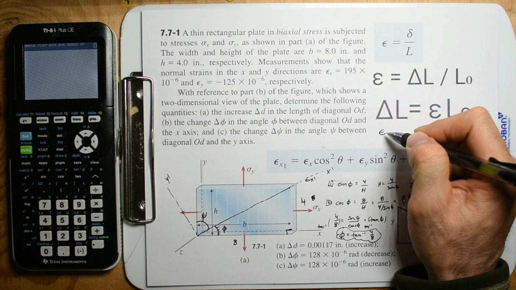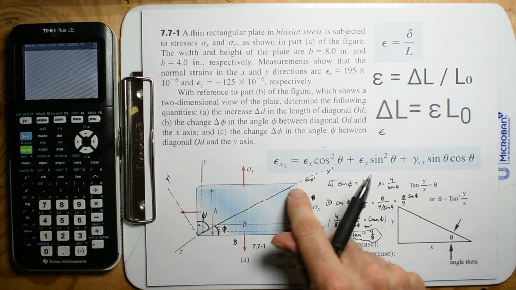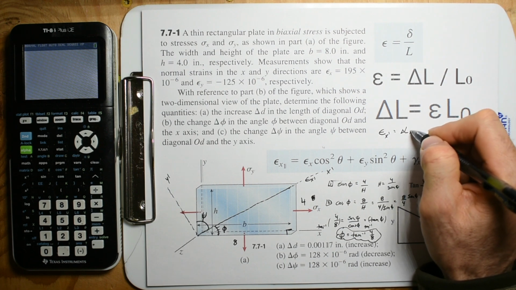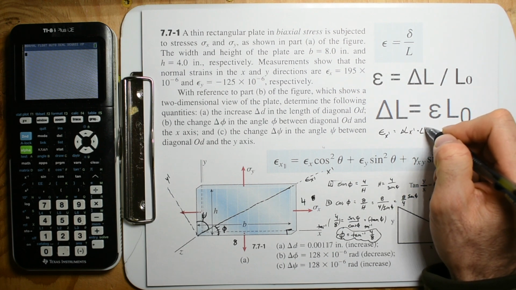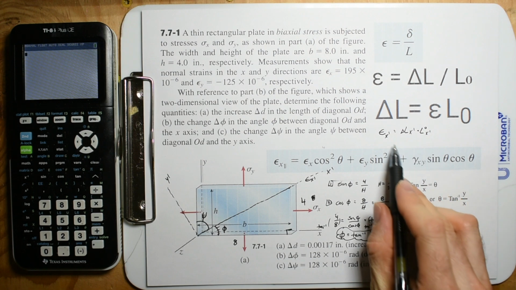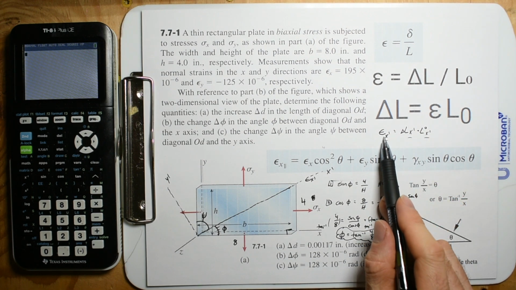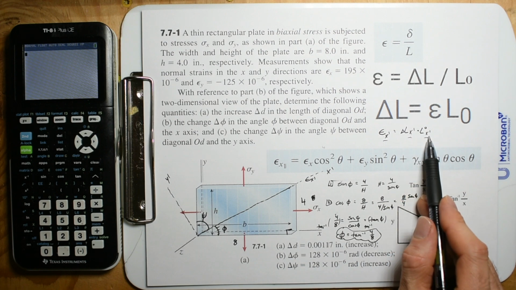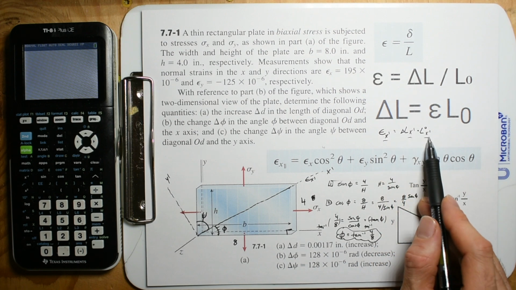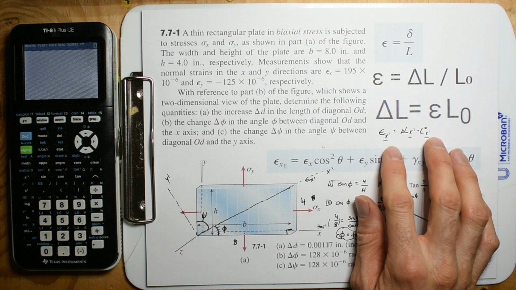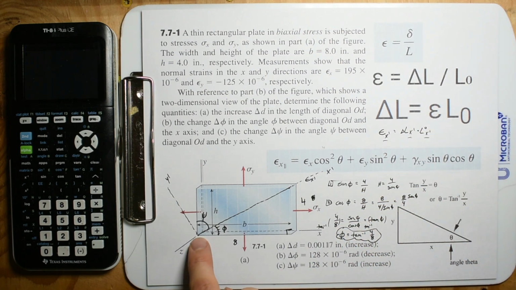So the strain in this diagonal x prime direction is going to be the change in length in the x prime direction divided by the initial length in the x prime direction. This is a good thing to get used to in material mechanics, putting in subscripts and talking your way through it. That's what we're doing.